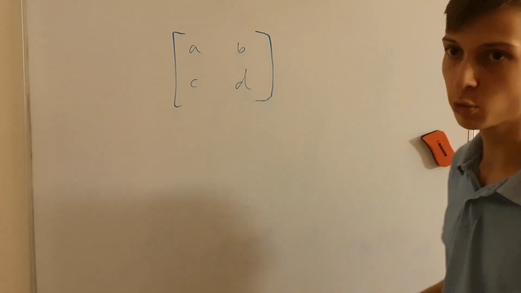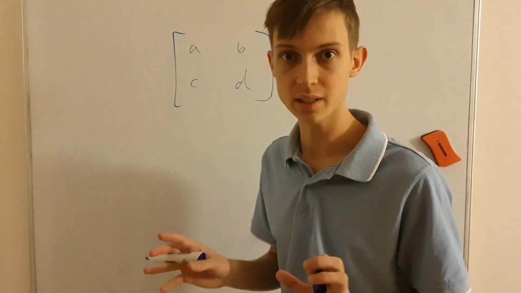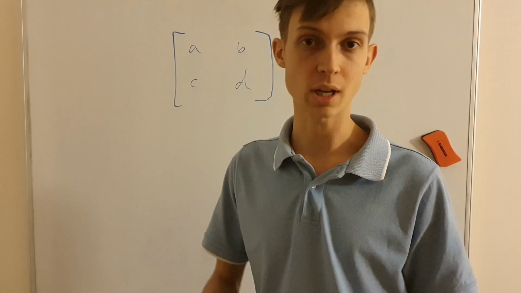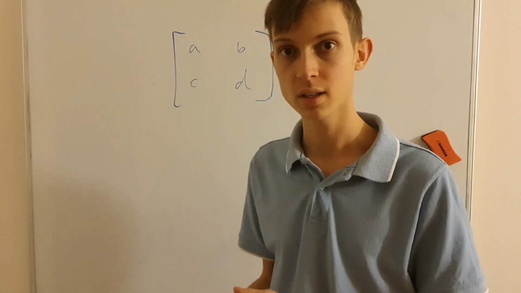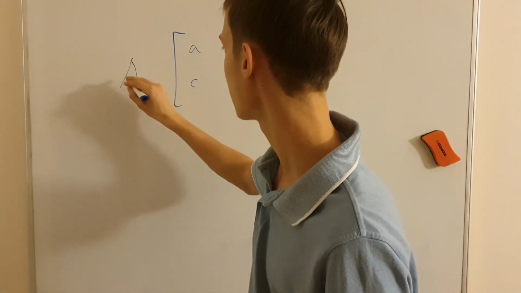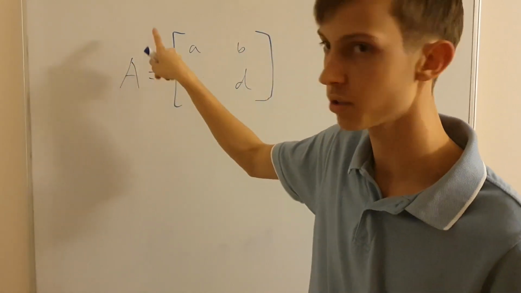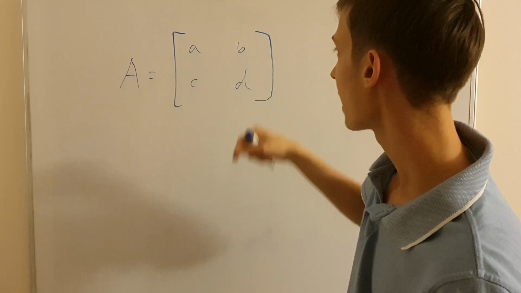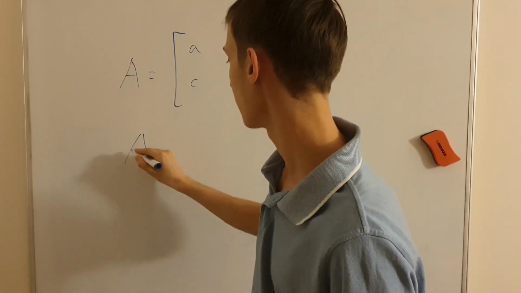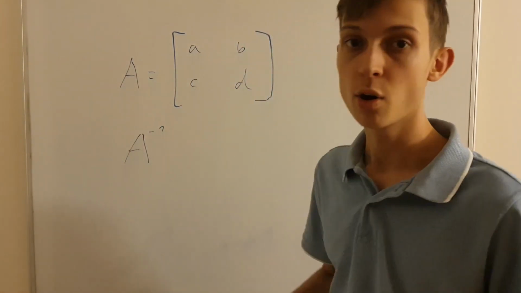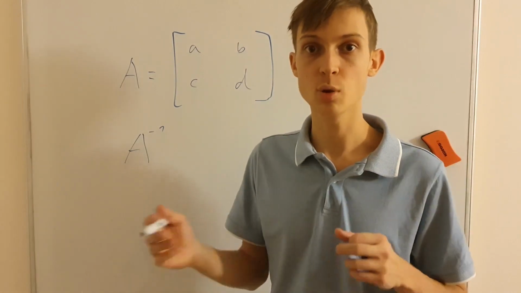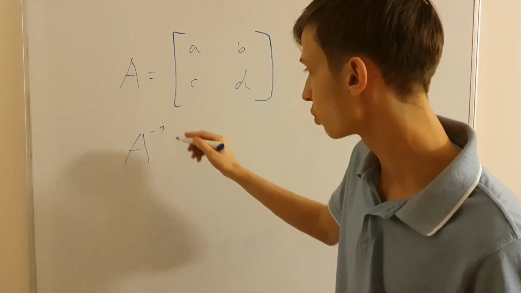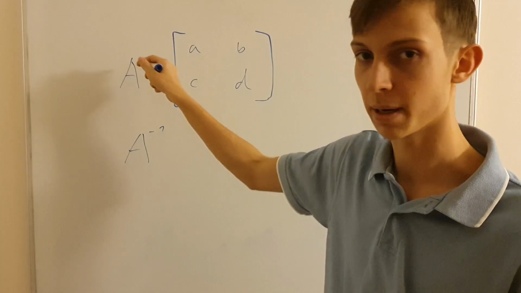The first thing to determine about this matrix is if it's invertible or not, because I'm talking about the inverse of the matrix. This is the most common name for a matrix, capital A. So let's say I call this matrix capital A, and then I want to find the so-called A to the minus 1, which is the way to denote the inverse of this matrix A.